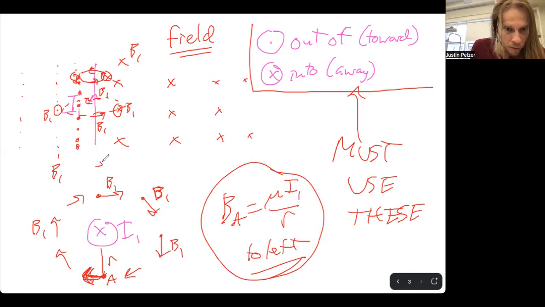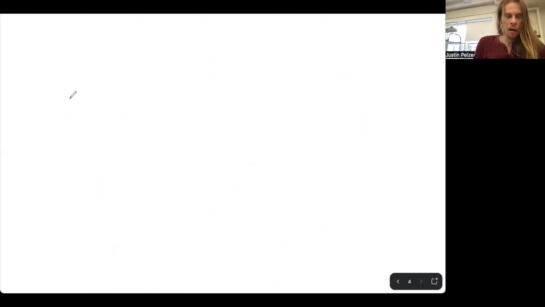And if I go twice as far away, it's half the value. So here at point D, B at point D will be half of B at point A, since it's 2R away, and to the right, of course. That's it. Okay. So now that we're there, let's create a magnetic force.